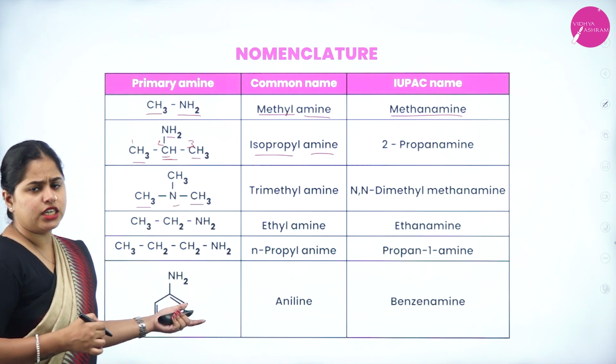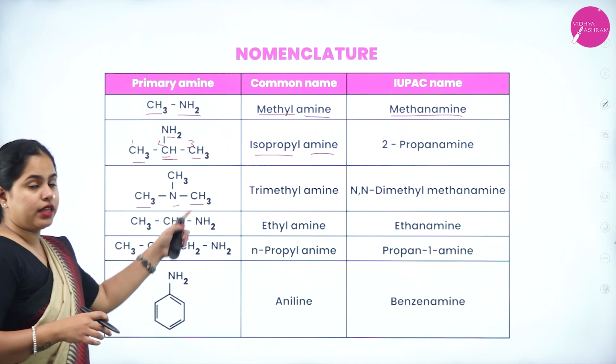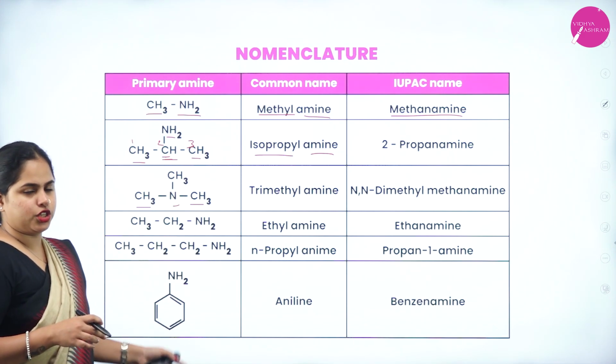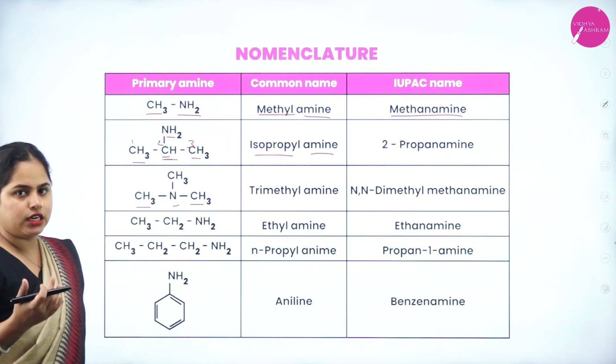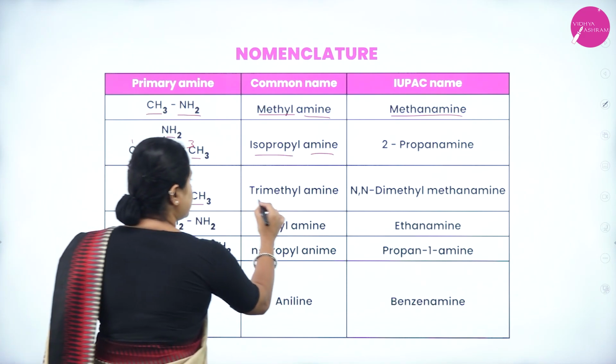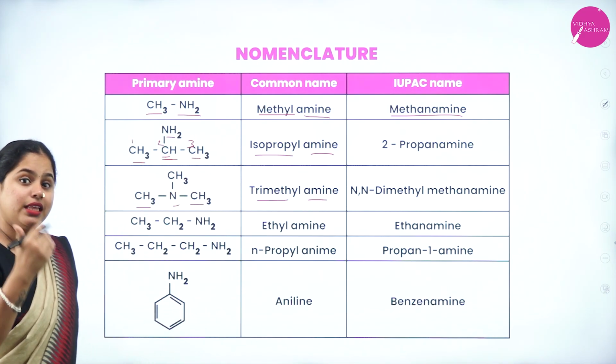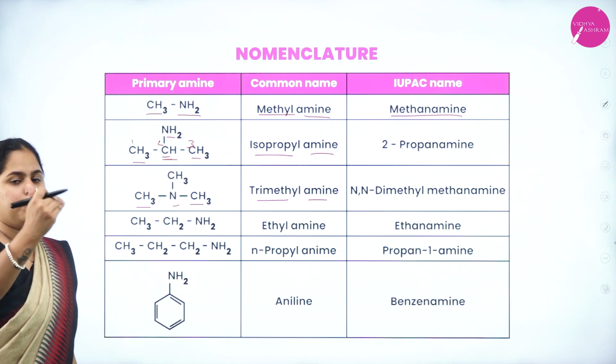Now moving on to CH3, NCH3, CH3. So this is a tertiary amine, right? So here you have 3 hydrogen atoms replaced by CH3 groups. That is why it is a tertiary amine. So it is called trimethylamine, right? There are 3 methyl groups, so it is called trimethylamine.